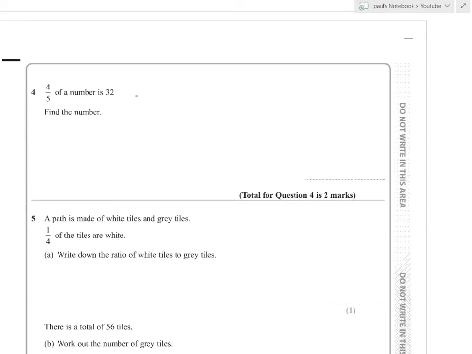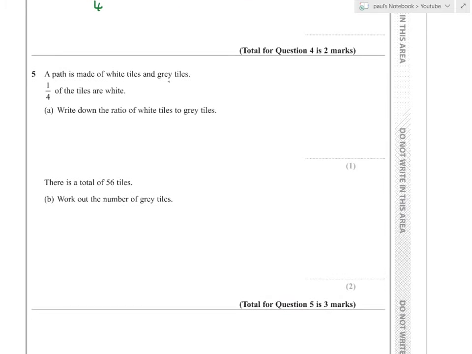4/5 of a number is 32. So if we do it this way, 1, 2, 3, 4, 5, 4/5 is 32, so that's that one. So if we divide by 4, so 32 divided by 4 equals 8, and then multiply, 8 times 5, 40 is the complete number.